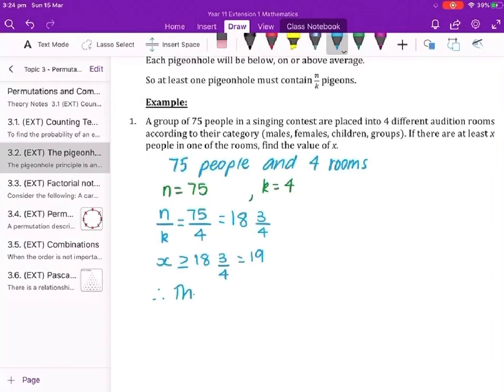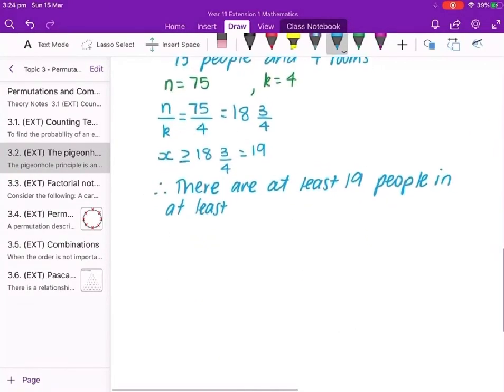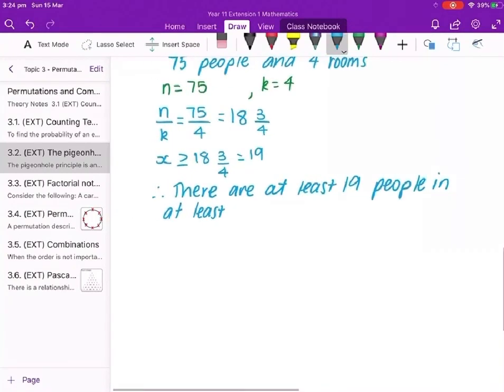So therefore, there are at least 19 people, or pigeons, in at least one of the rooms, where our rooms are our pigeonholes.